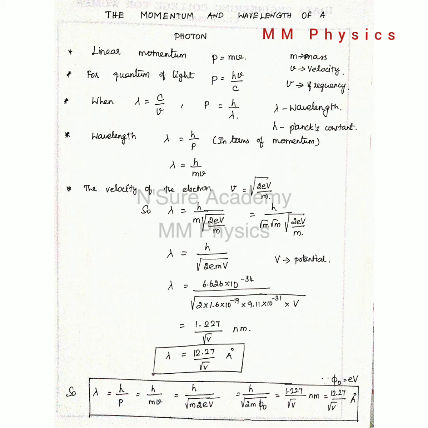So what are all the equations we have for the wavelength? Let's go for the cumulative. Lambda equals h divided by p. Lambda equals h divided by m into v. Lambda equals h divided by root of 2 into m into e into V, and equals h divided by root 2 m phi o, where phi o is the work function, equals 1.227 divided by root V nanometer, that is equivalent to 12.27 divided by root V Angstrom.